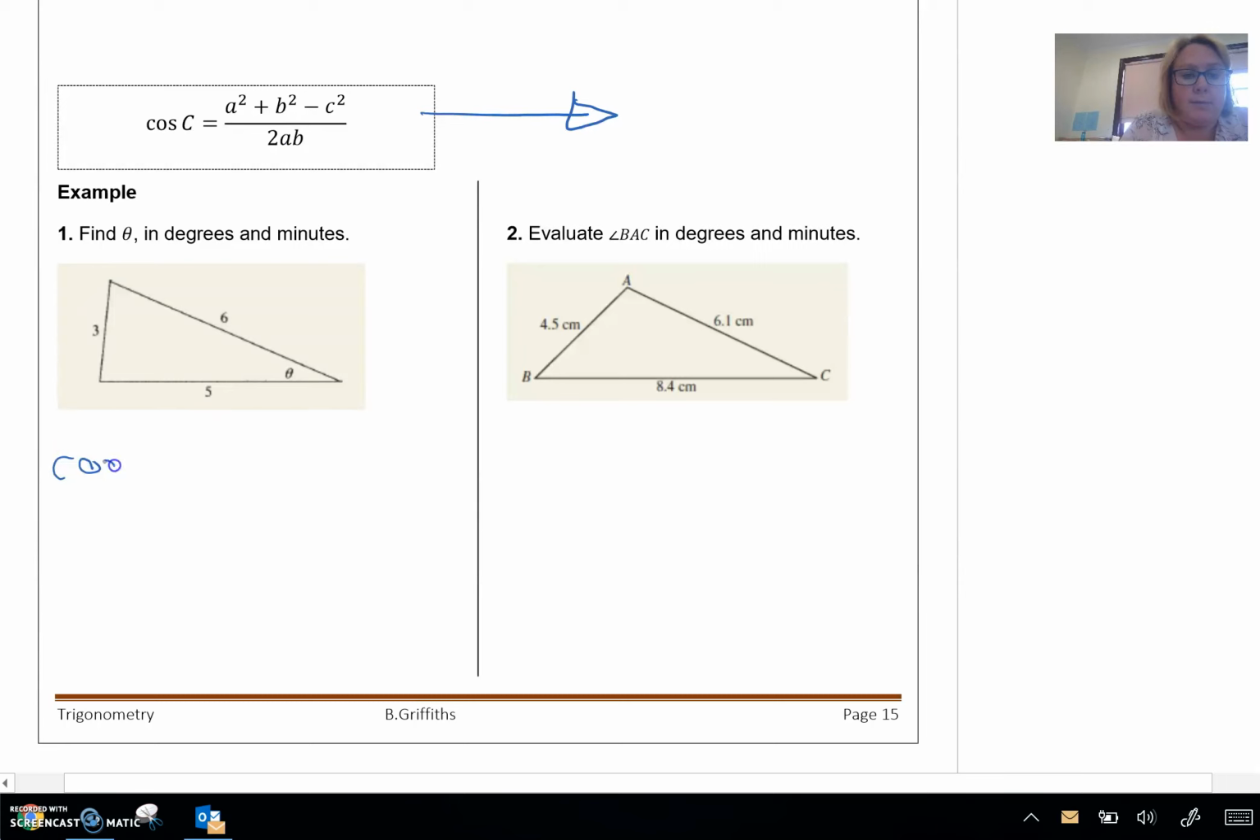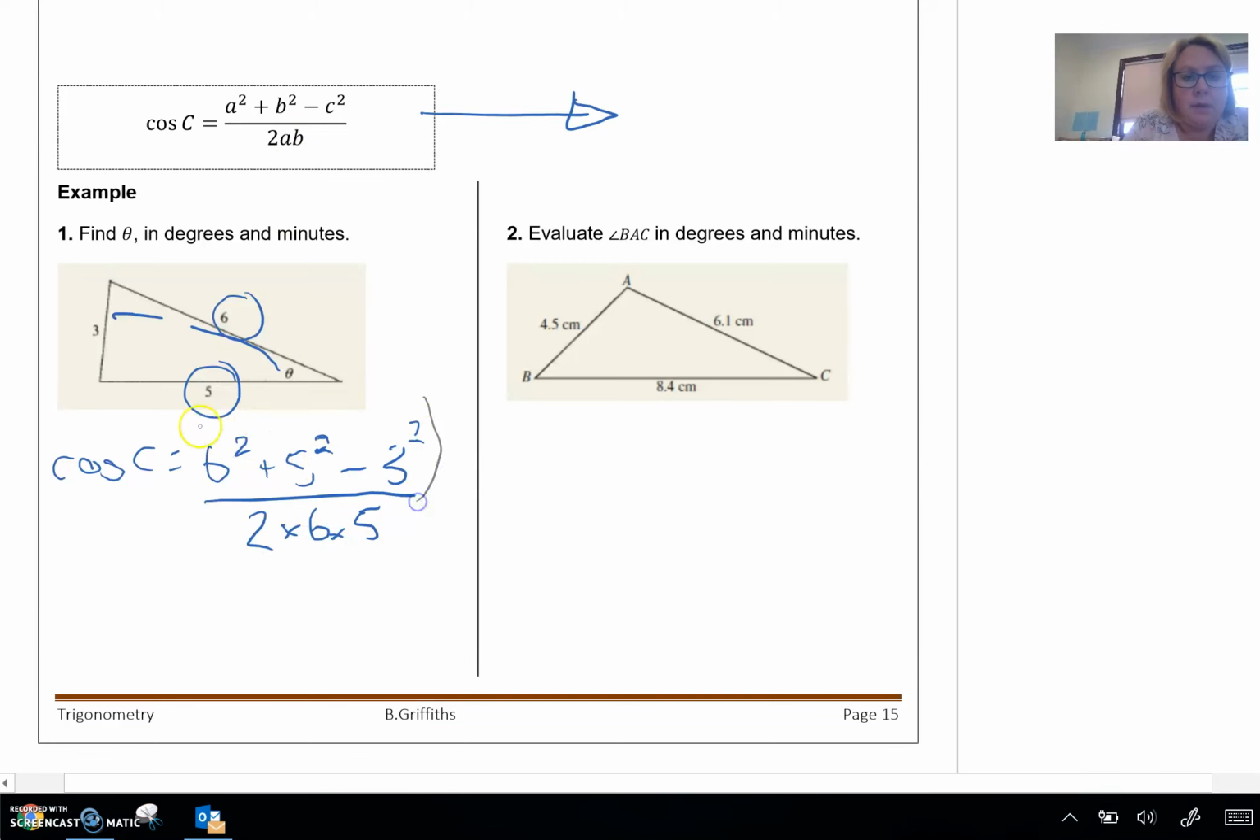So, cos C equals, these are A and B. It doesn't matter which order, as long as you get the C, the one opposite the angle, as the one on its own, 2 times 6 times 5. Now when I put it in my calculator, I'd put that in brackets, I'd press divide, I'd put that in brackets as well, and then press equal. The angle, I'm just going to do it to the nearest degree, is 30 degrees.